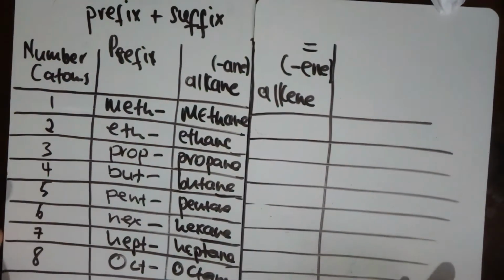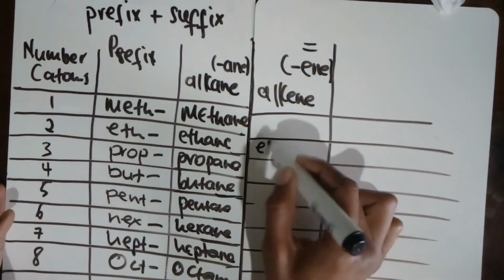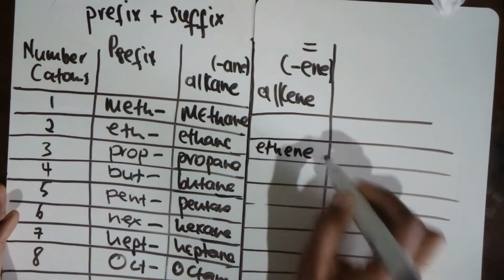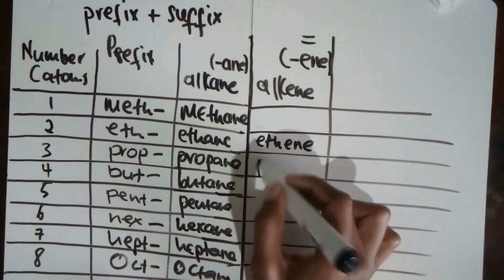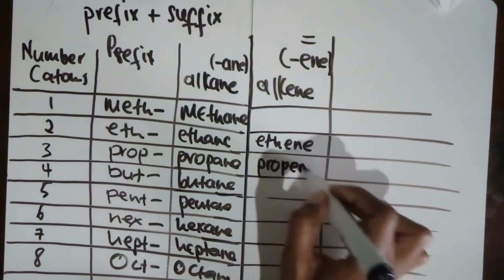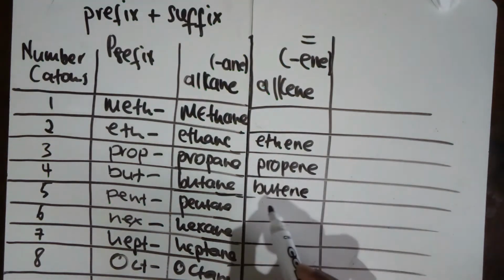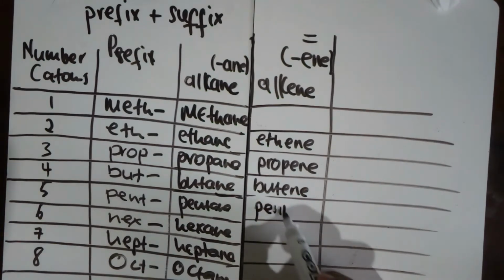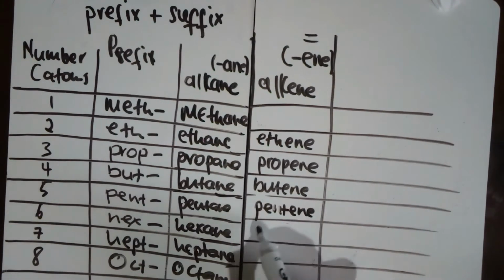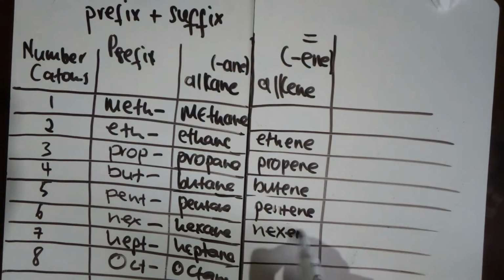You'll see why. So we actually start with ethene, and then we have propene, then we have butene, and then here we have pentene, and then here we have hexene, and then we have heptene, and lastly we have octene.